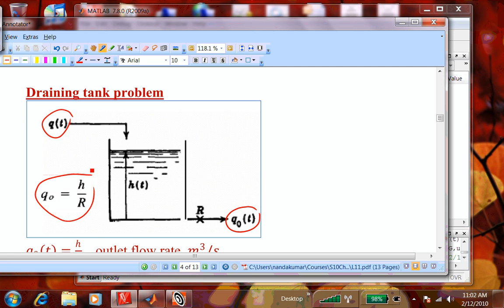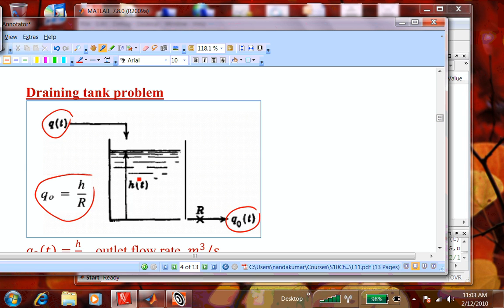Q0, Q out, is H divided by R. R is the resistance that you apply by the valve, so it depends on the valve opening. If the valve is wide open, R could be very small. The resistance to flow is very small, so you have more flow. As you close the valve, the resistance is larger, and you cut down the flow. So we are saying that Q0 is H over R.